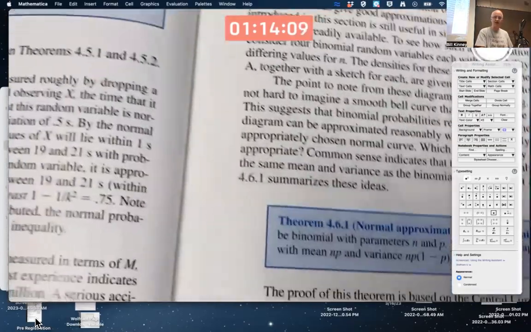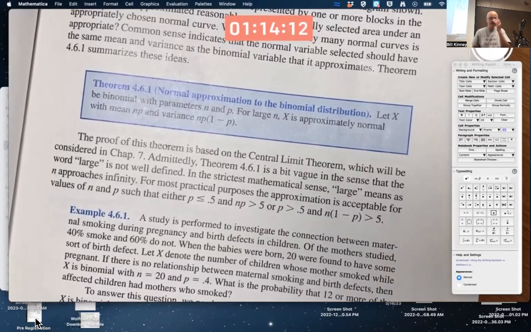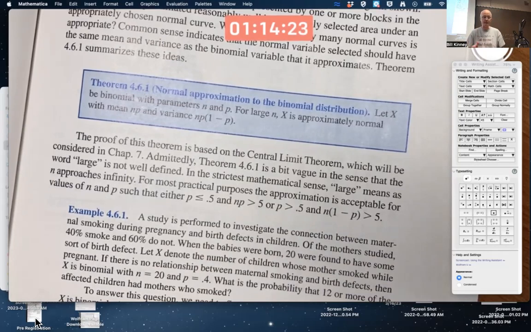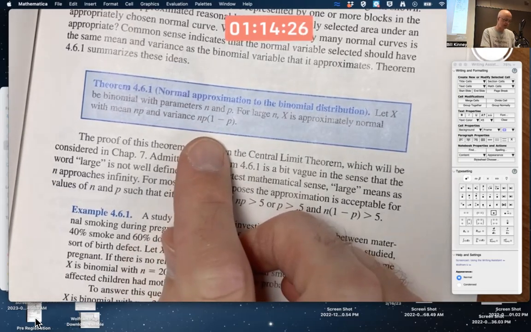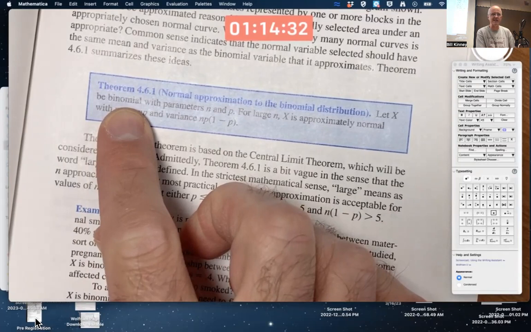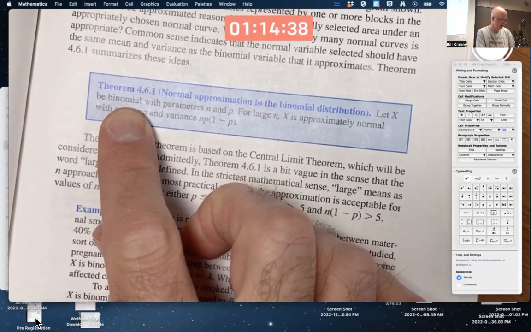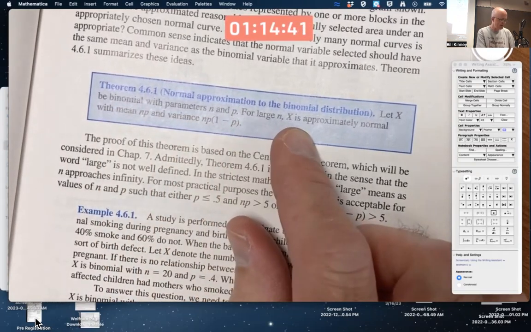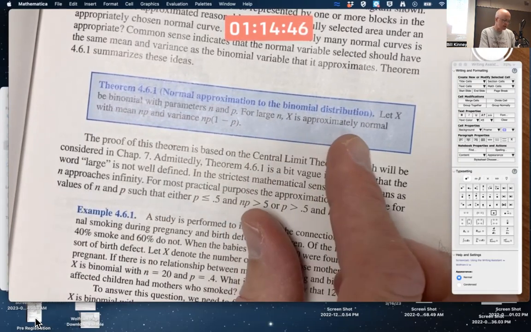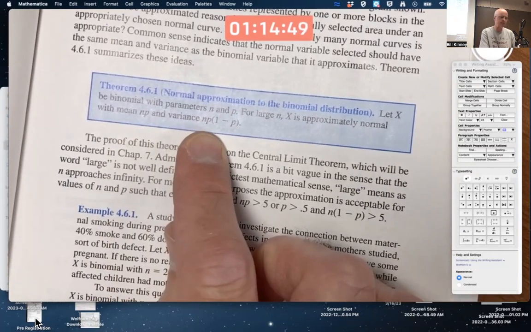Final thing I want you to be able to get basic problems about, and this is very historically important. Not so important these days because of technology, but historically, this was part of the motivation for the normal distribution. Gauss, I believe, discovered this fact, that if X is a binomial random variable, discrete, chapter 3, counting successes in n trials, with parameters n and p, well, for large n, the conclusion is X is approximately normal with mean n times p and variance n times p times 1 minus p.